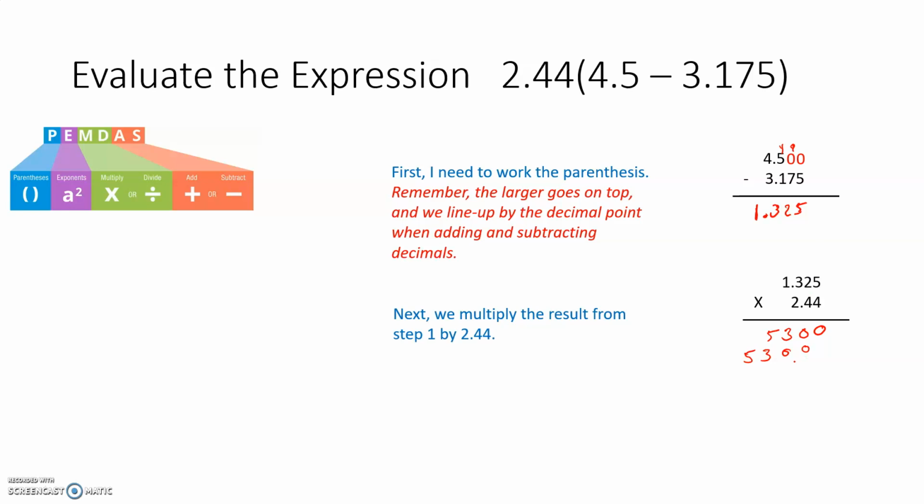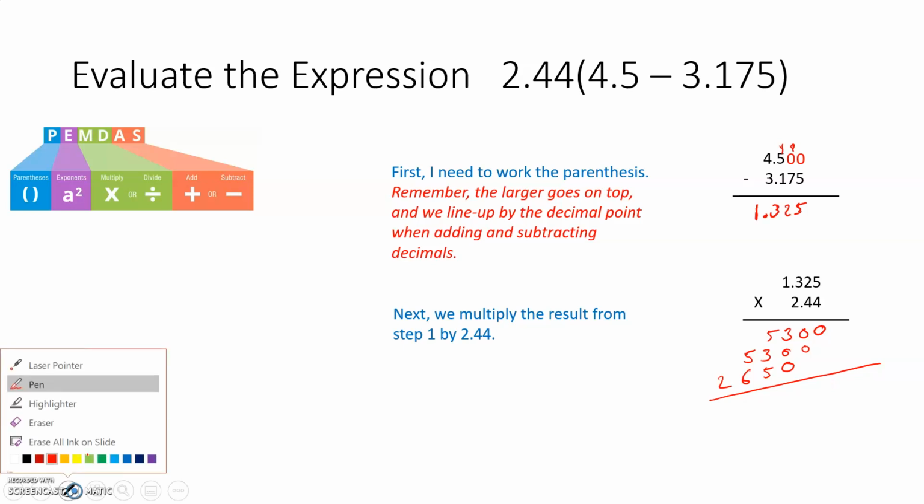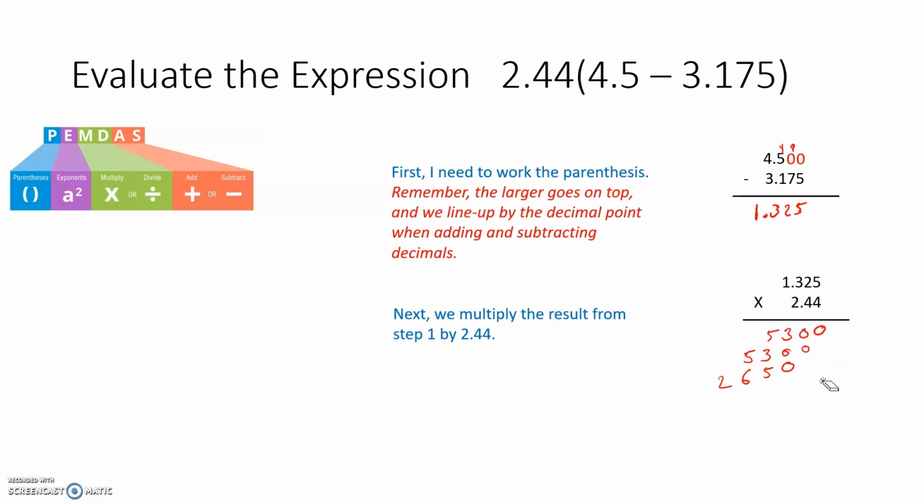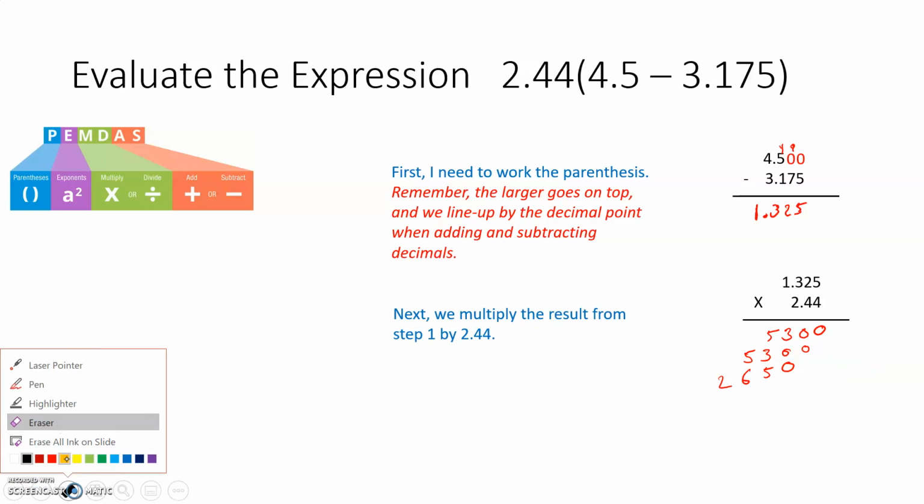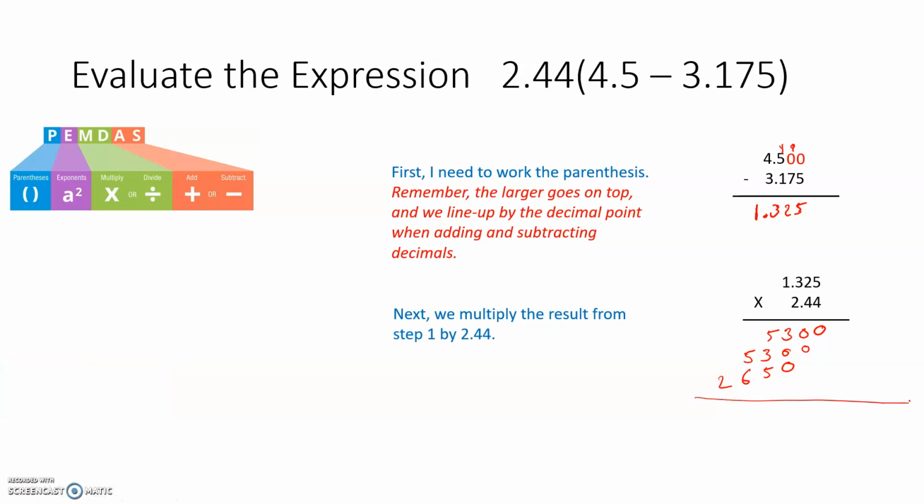And then 2. 2 times 5 is 10. 2 times 2 is 4, plus 1 is 5. 2 times 3 is 6. 2 times 1 is 2. Okay. Add them all up. Not quite even. I'm going to erase that real quick, actually. A little bit better. So add them all up.